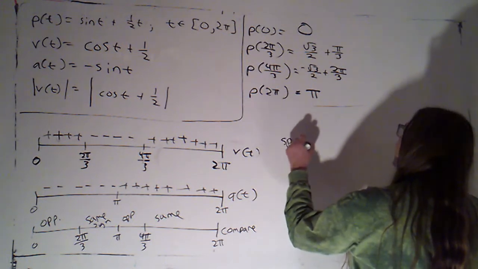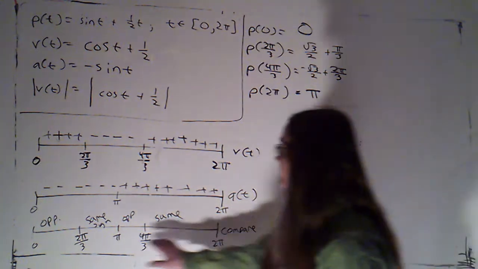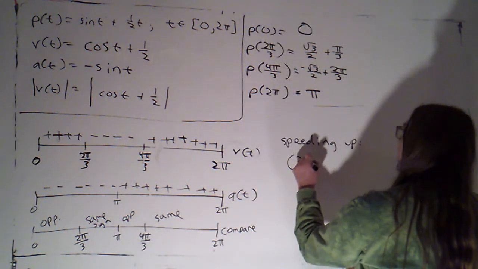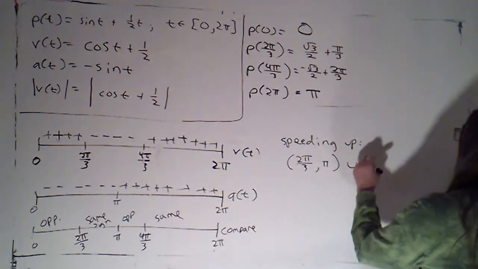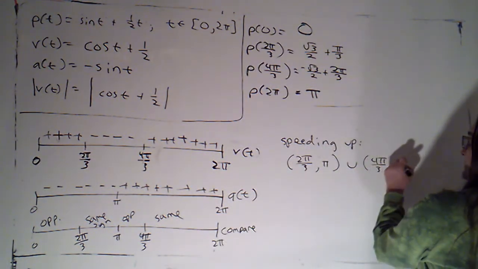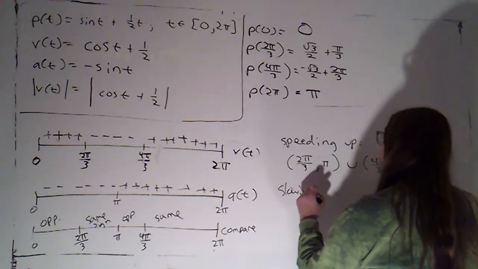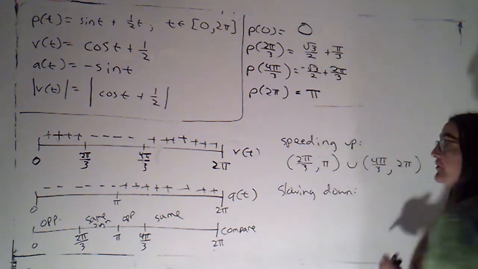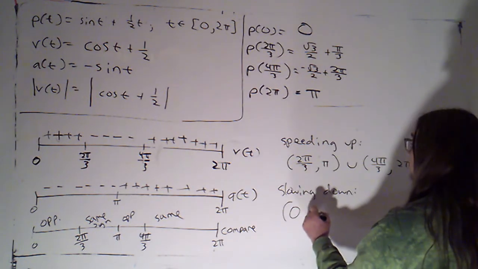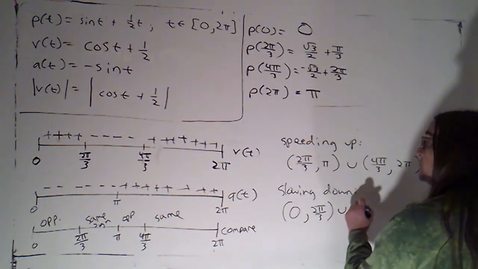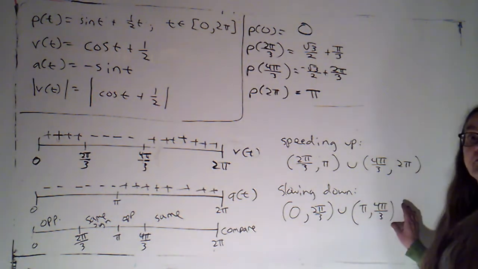We would be speeding up on the open intervals where we have the same sign. So that would be from 2 pi over 3 to pi, union from 4 pi over 3 to 2 pi. And then we would be slowing down on the open intervals where we had the opposite signs. So that would be from 0 to 2 pi over 3 union pi to 4 pi over 3.